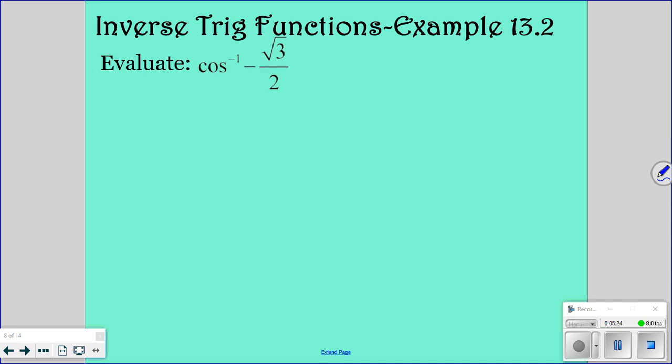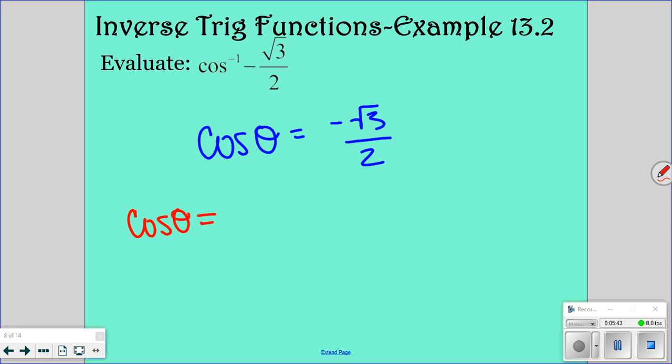Looking at this one, cosine inverse of negative square root of 3 over 2. What angle is going to equal negative square root of 3 over 2? So first, let's look at the cosine of what angle equals square root of 3 over 2. Let's start with this one. That angle, any ideas what it's going to be?